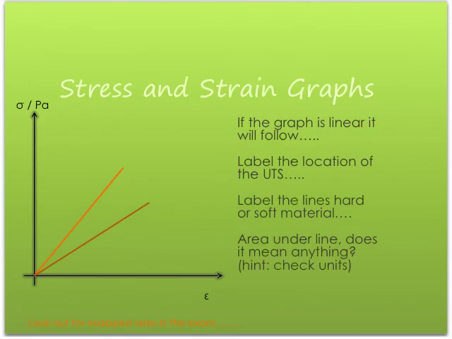Stress and strain graphs: the graph is linear if you follow Hooke's law. Okay, so remember that. Label the location of the UTS, that's at the very end. Okay, ultimate tensile stress, that's essentially where it breaks. Label the lines hard or soft material. Well, that's hard, greater spring constant or Young's modulus, and that's soft.